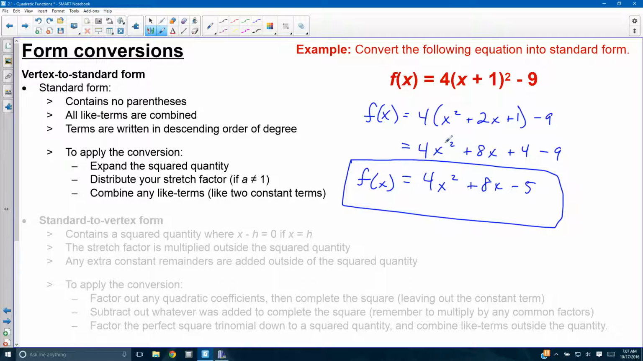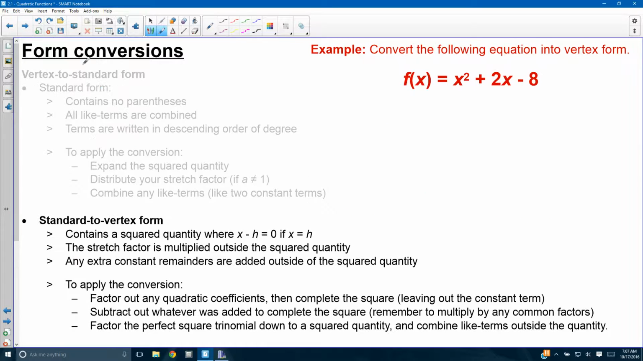And I'm just going to kill it right there. Just talk about it like that. But this is also factorable, and I could have solved for my x-intercepts with this thing as it's factorable as well. Okay, let's convert now from standard form to vertex form.